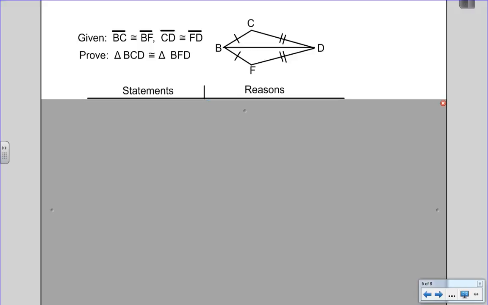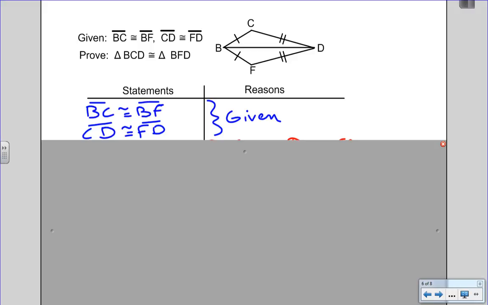Alright. So your first statement should obviously be, well, those two segments are congruent. And notice how they've been doing a very good job labeling, which is a good reminder for us to always label our diagrams as we move along and put them in our proof. So those two segments are congruent. Now I just need to find that third segment and make sure it's congruent to the other third segment.